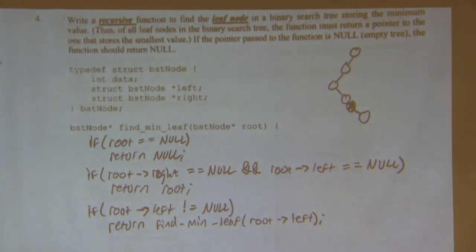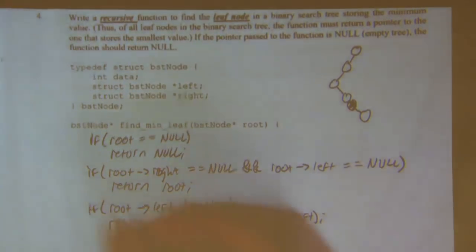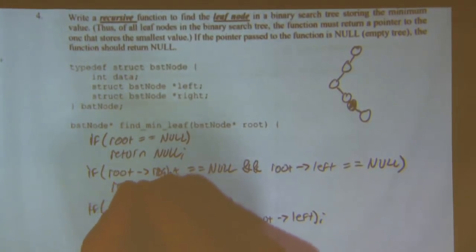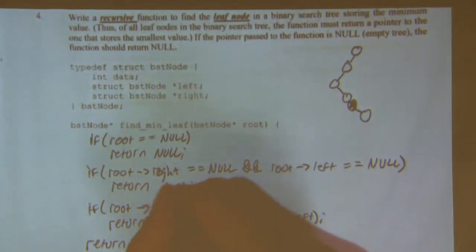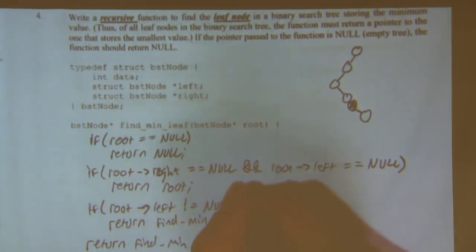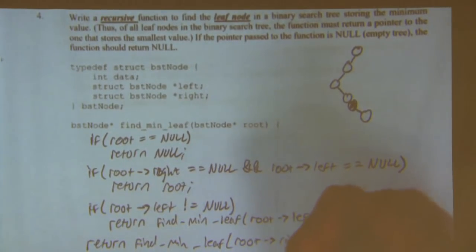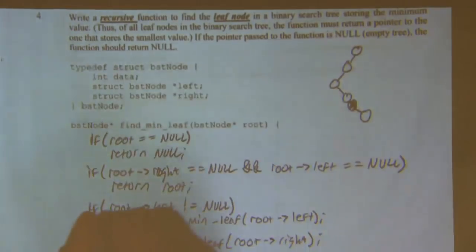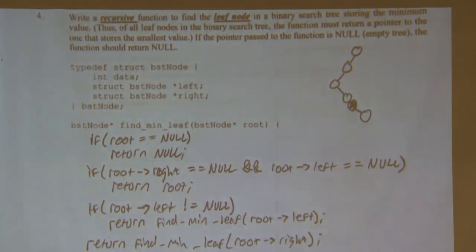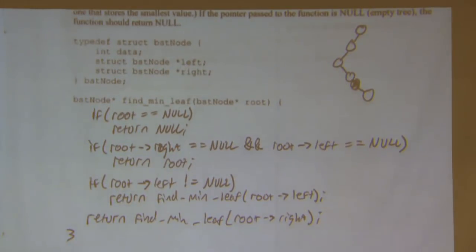Okay, so we should only have one more line of code that we need to write, and that's just handling the case where we can't move left, so we're forced to move right until we find a leaf node. And so all we have to do is, just after this if statement right here, do a return find min leaf on root right. And that's it. Does everybody get the process for that one?